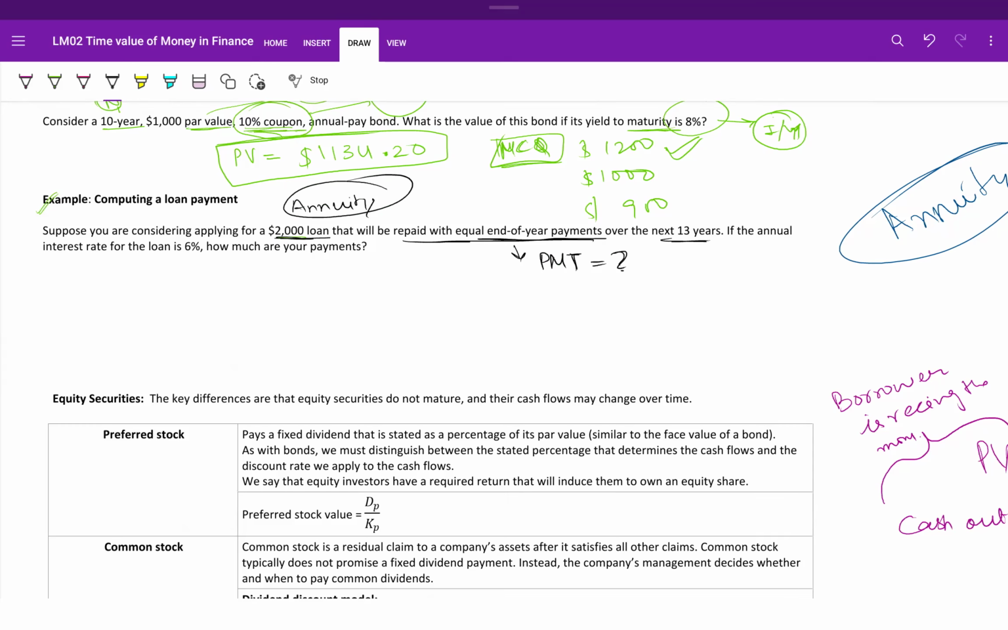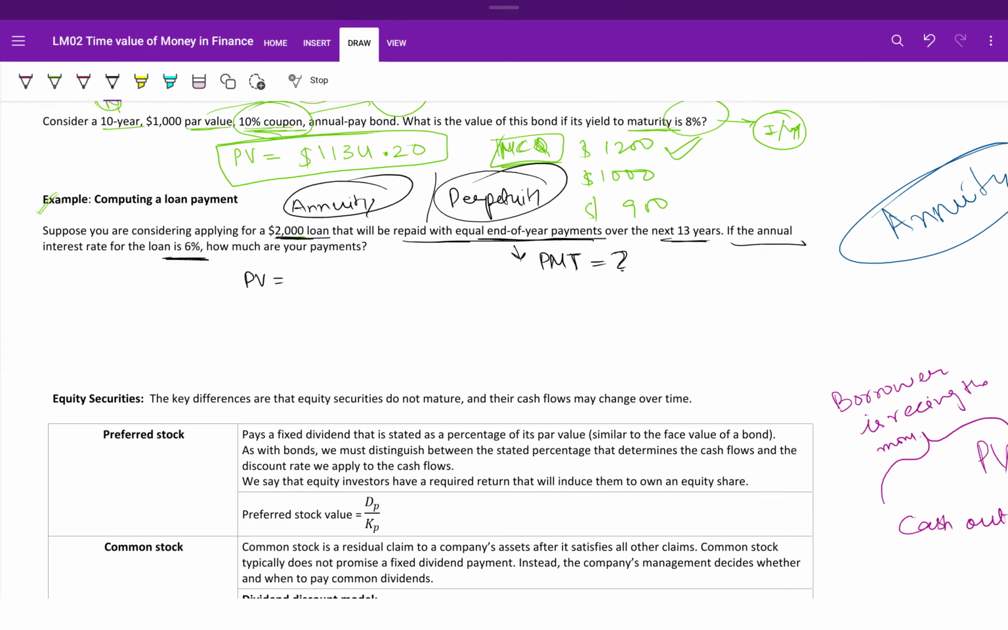So annuity is the opposite of perpetuity. If the annual interest rate for the loan is 6%, how much would you pay? So simply, suppose you're considering applying for this. This is the loan amount, so this is our present value.